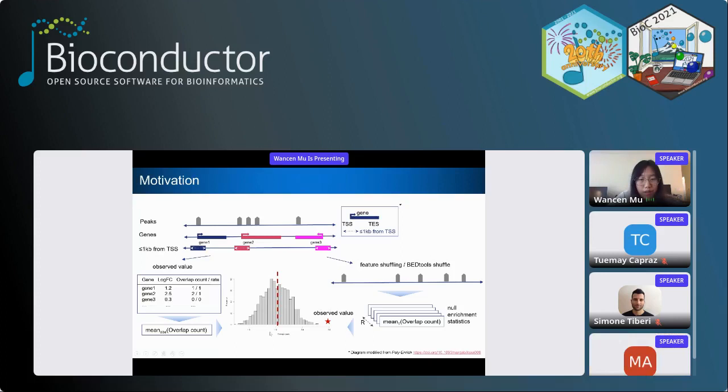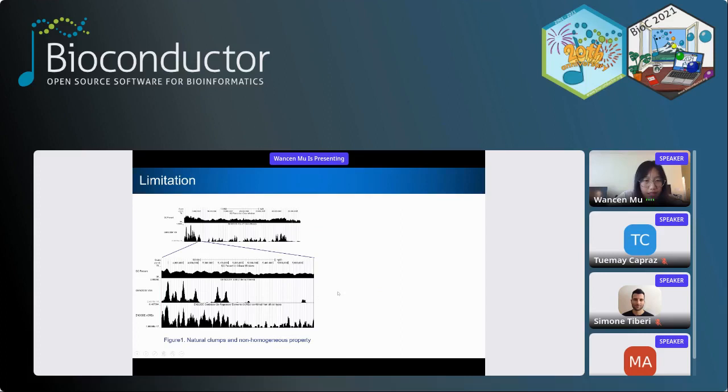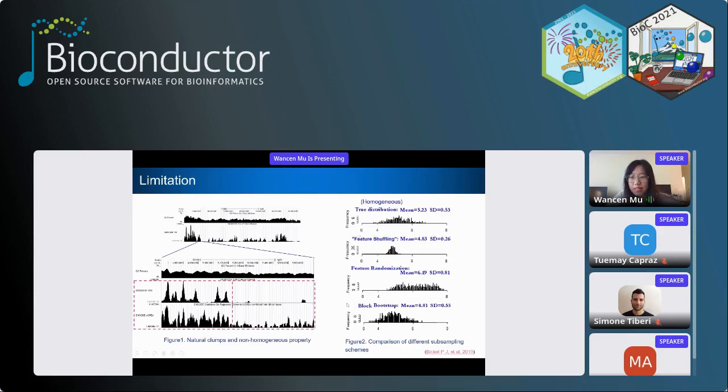Then we will get the z-score and the p-value to derive the conclusion by assuming the null enrichment statistics follow a normal distribution. However, by doing this naive method, we're always ignoring the dependency between positions. Like the GENCODE and ENCODE tracks show here, genes and cis-regulatory elements are always displayed in a clustered manner. And there are also high and low densities, split by the red line, which indicates there exist natural clumps and non-homogeneous properties in the genome. So if we simply shuffle the features by assuming they are independent, then the null sets won't resemble the original properties. A good example is given by Bickel's paper, that shuffling and randomization can get really different distributions from the true homogeneous distribution, where block bootstrapping gets much better performance.